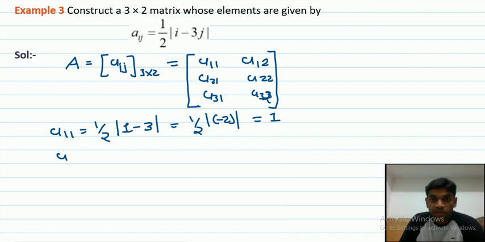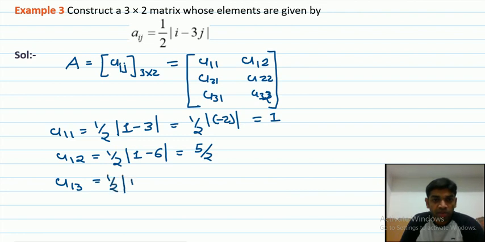Then A12, that is again 1 by 2 in the mode of 1 minus 3j, with i equal to 1 and j equal to 2, so 3 times 2 is 6. So it becomes minus 5 by 2, which is plus 5 by 2. A13, 1 by 2, 1 minus 3j, j equal to 3, so 3 times 3 is 9. So we get 1 minus 9, that is minus 8. The mode of minus 8 will be 8, 8 by 2, that is 4.